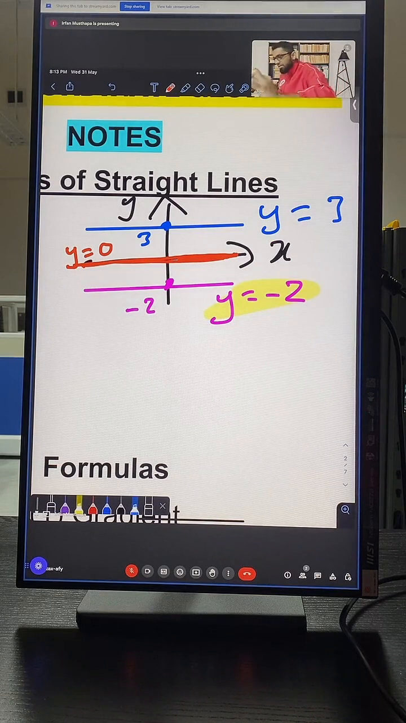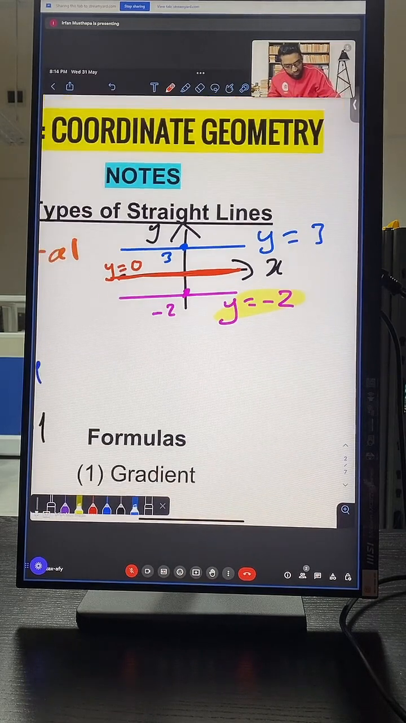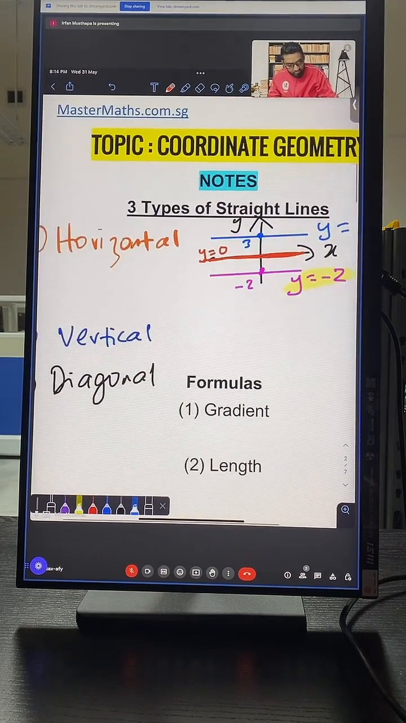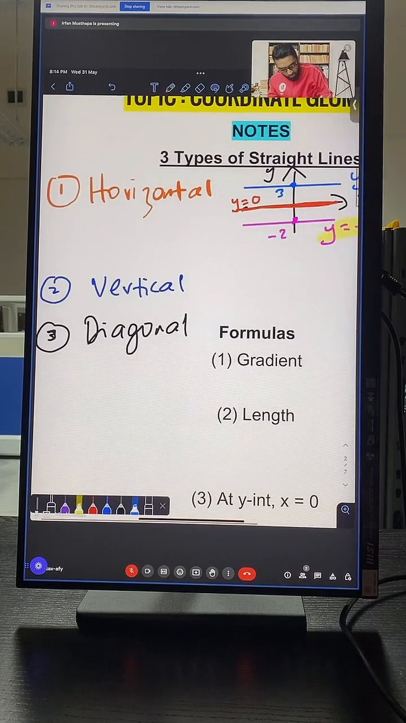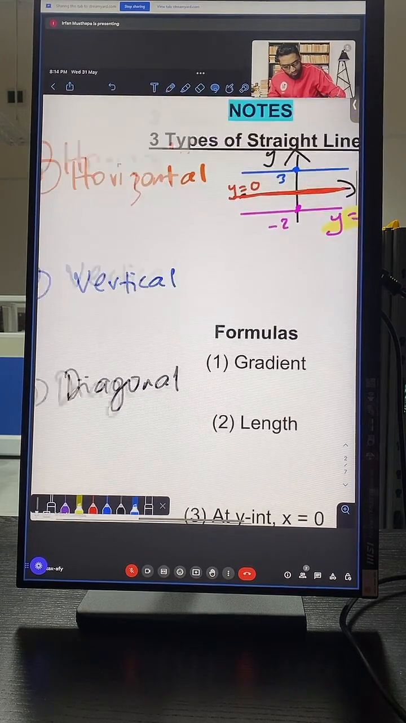So again, if you have a horizontal line, the equation is always y equals to something. Always the case for a horizontal line. I hope I've made myself clear for this style of lines. Now we're going to go on to vertical lines next. Let me push this down so that we have more space to write.